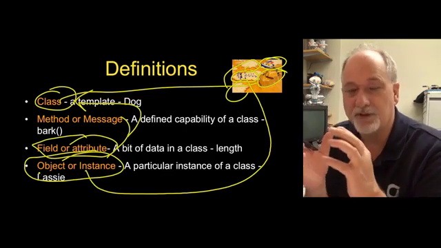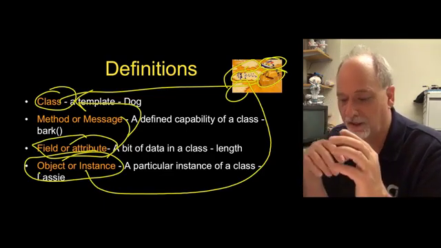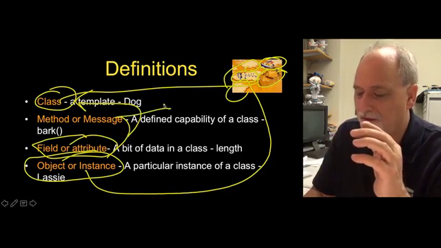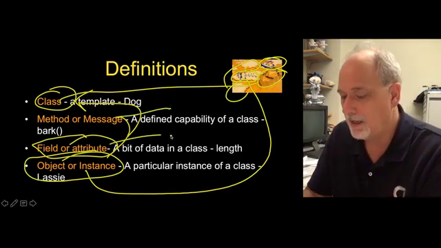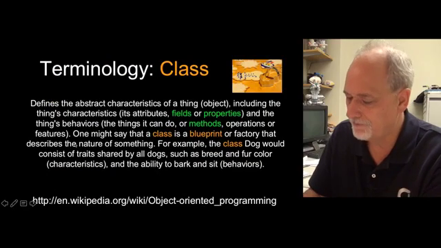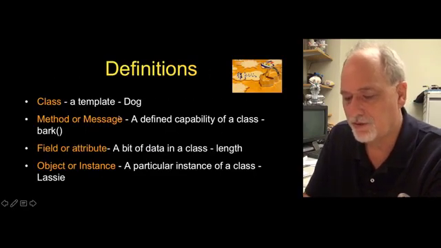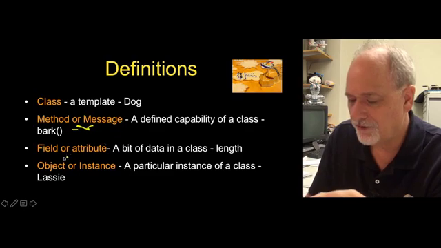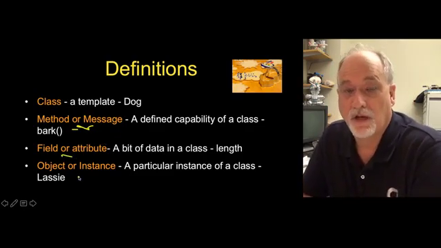But if you're saying, I'm going to build this capability, and it's going to have data inside of it and code inside of it, the code is the method or message, and the data is the field or attribute. And there are just two different sets of terminology. Method is what I'll probably use.